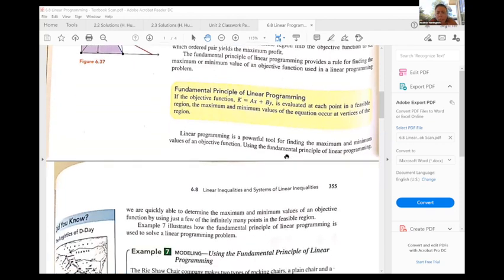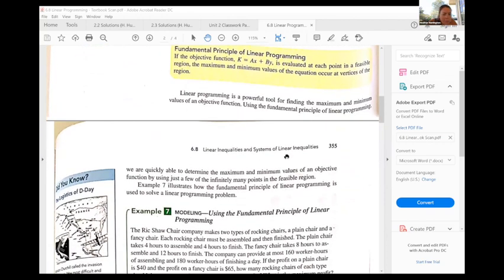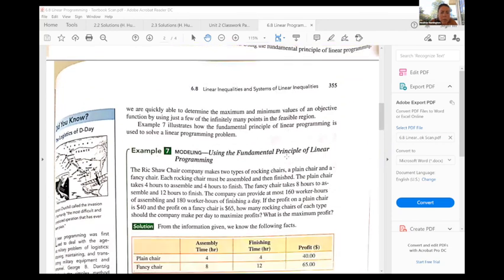Linear programming is a powerful tool for finding the maximum and minimum values of an objective function. Using the fundamental principle of linear programming, we are quickly able to determine the maximum and minimum values of an objective function by using just a few of the infinitely many points in the feasible region.